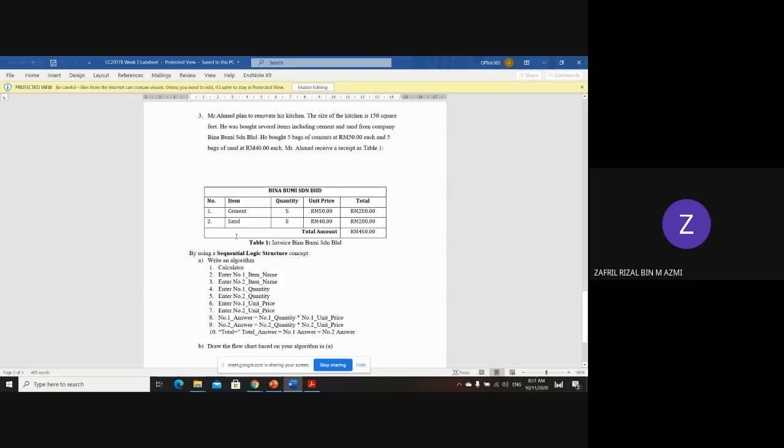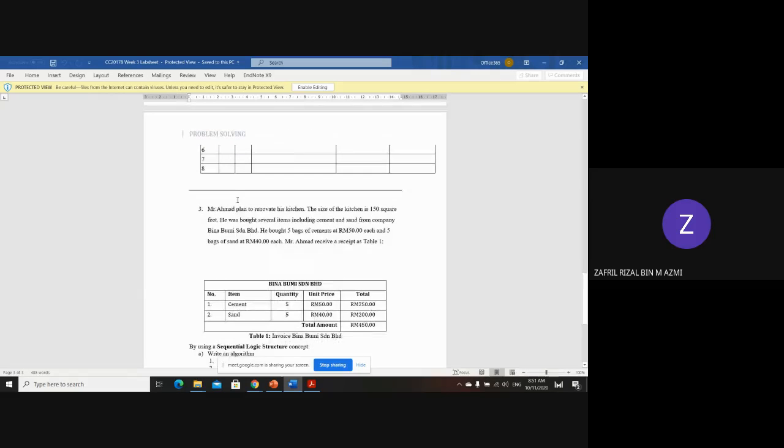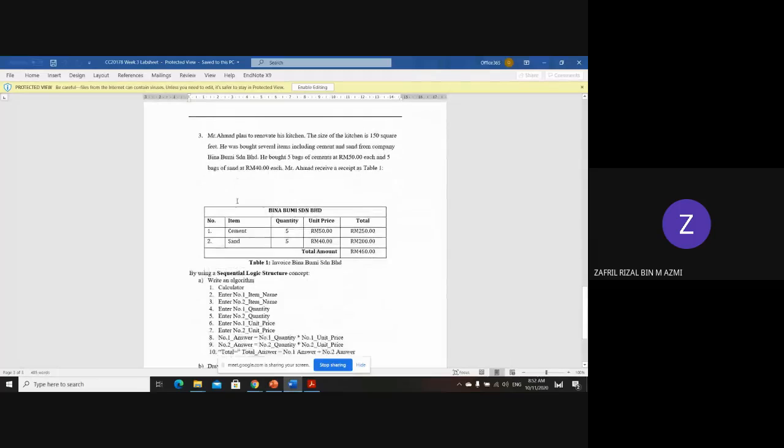Okay, first, if you are given a question like this, always refer to the manual form. If there's a manual form over there, refer to the manual form. In this case, this table is considered as a manual invoice. So you need to replicate this form in your system.